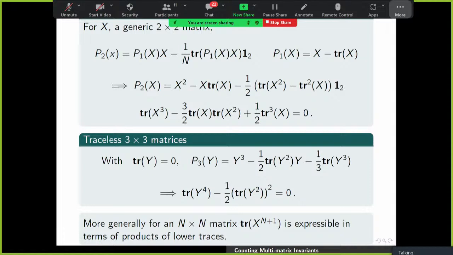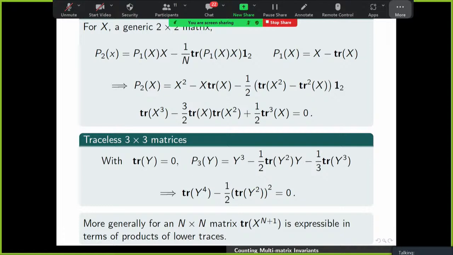For 3 by 3 matrices, I just removed the trace to show you what it is, and you get this rather simple expression: the trace of y to the 4th, where y is traceless, is half of the trace of the matrix squared, and etc. These are just trivial things that are very classical.